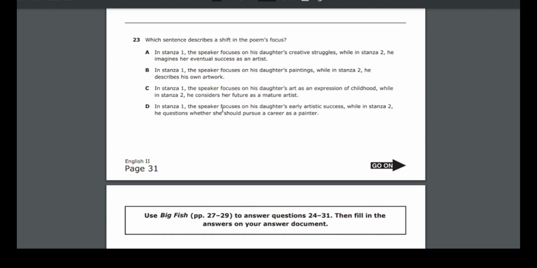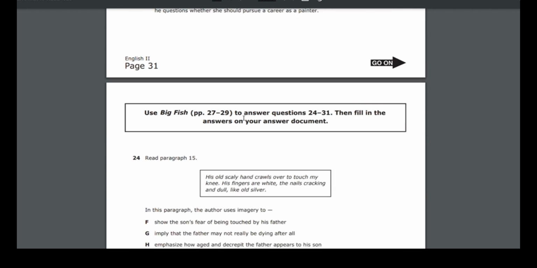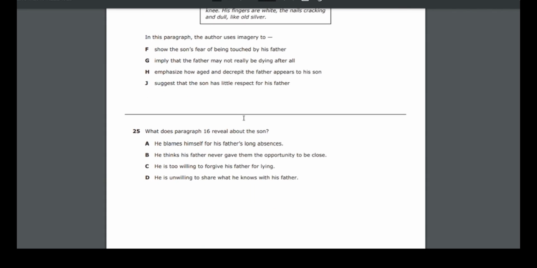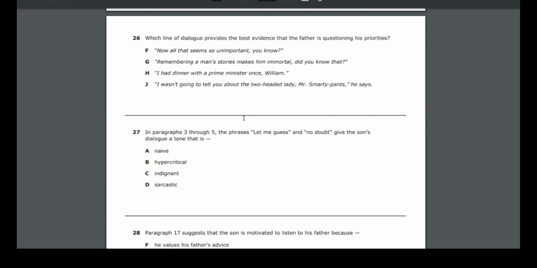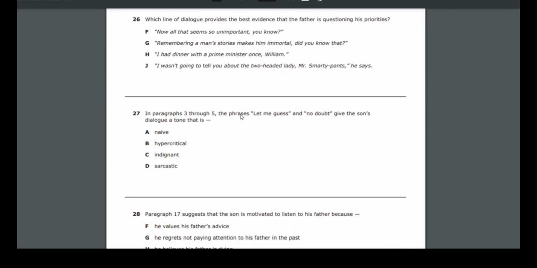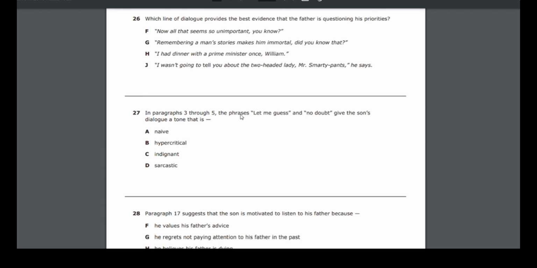And so here, all they're going to have to do is read the stanza. Stanza 1 and stanza 2. That's it. Compare and contrast them, and then choose the best answer. All right? So that's the majority of the test.